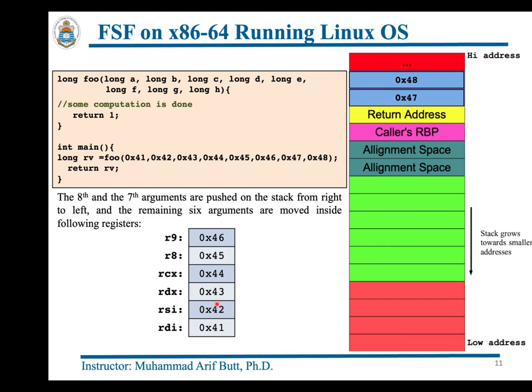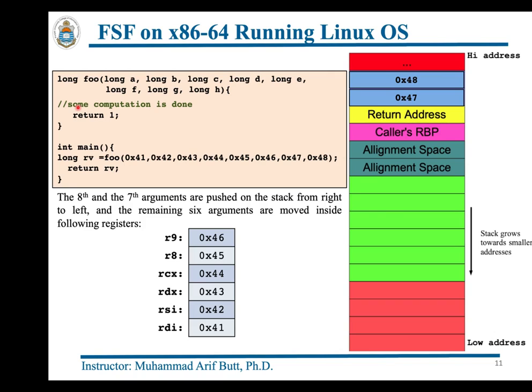And after these registers are placed over here, the return address, of course, will be pushed, and the base pointer will be placed over here. Some space for the local variables of foo will be created, and the control will be transferred over here, and it will run.